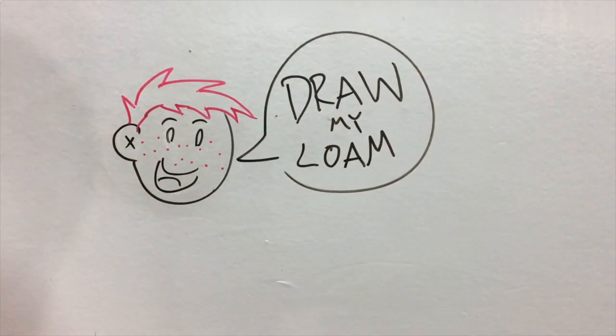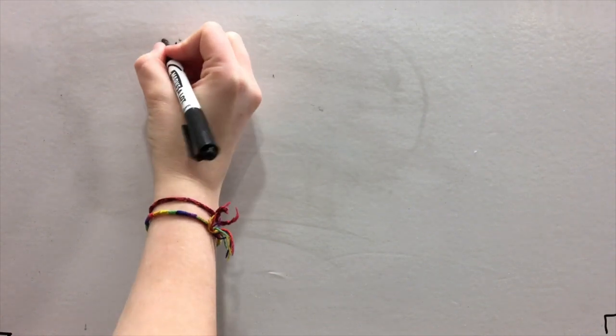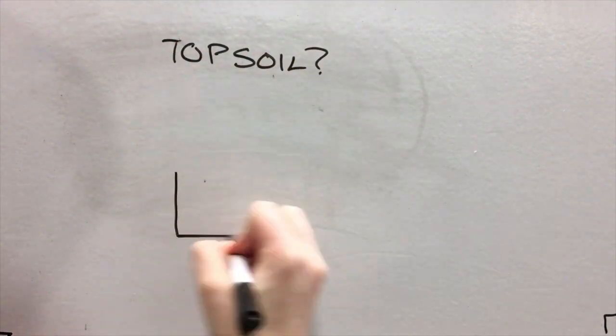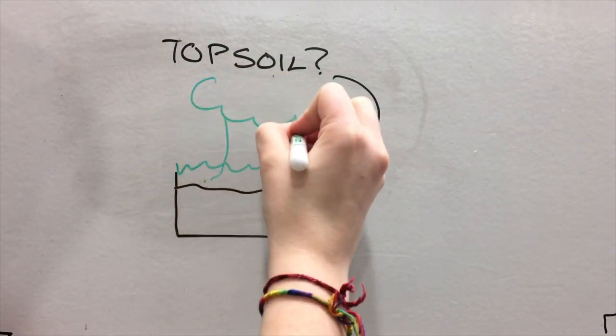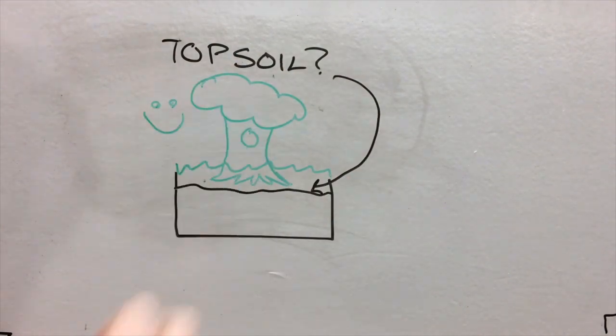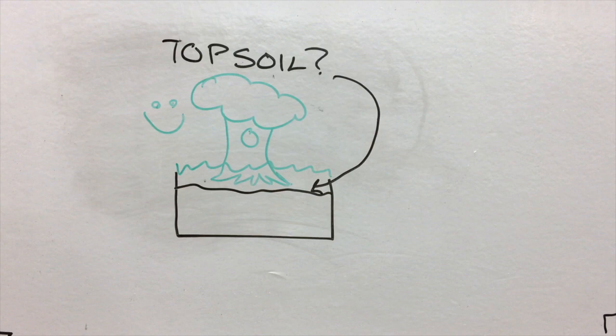I will be teaching you all about topsoil erosion and why you should care about sustainable agriculture. Let's begin. We can start out by defining topsoil and what it is. Topsoil is the top layer of soil that is formed from decomposed organic material that is rich in nutrients and is what is used to grow food and sustain life.